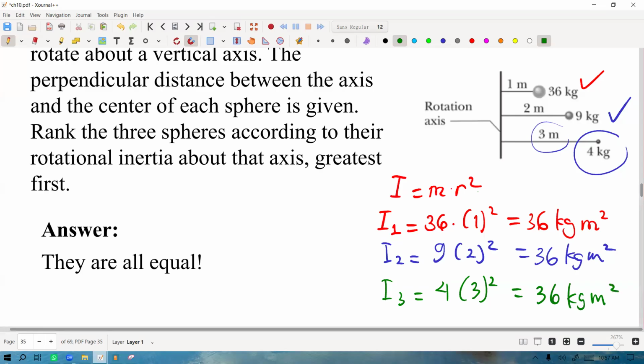So here the systems are different, but the moment of inertia is the same. That's why they are all equal.